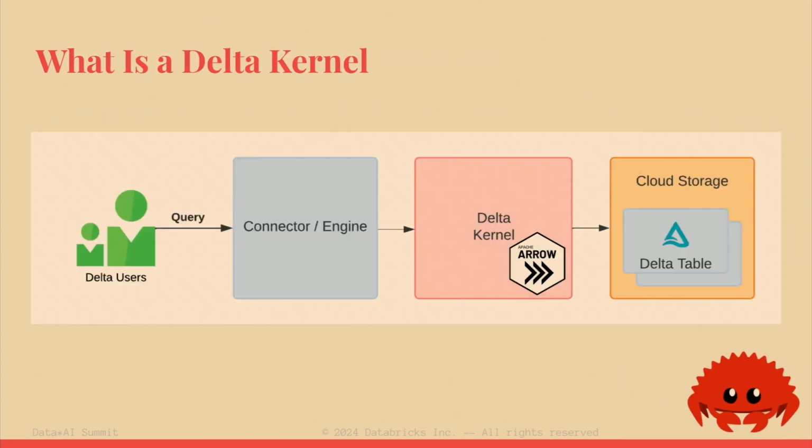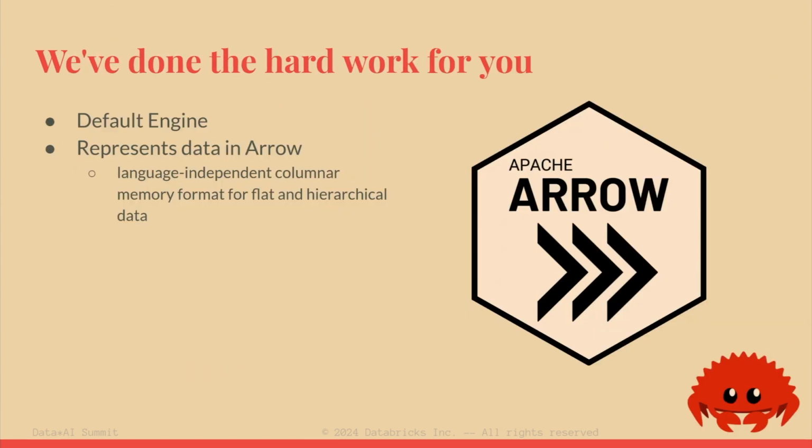But the good news is we've done a lot of that hard work for you if you speak Apache Arrow. We have a default engine implementation that gives you all of those APIs implemented already, and we'll give you back data in Arrow.